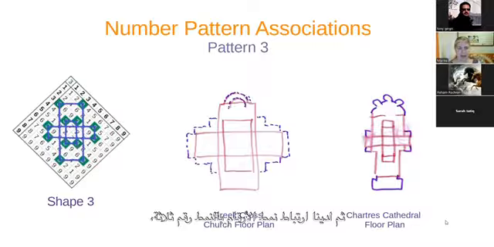We have a further association with pattern number 3, where when I connected them in this way, we see a lot of different types of rectangles. I saw in it the Greek cross of a church floor plan, as well as the floor plan of the Chartres Cathedral in France. There might be other church plans that fit that pattern.